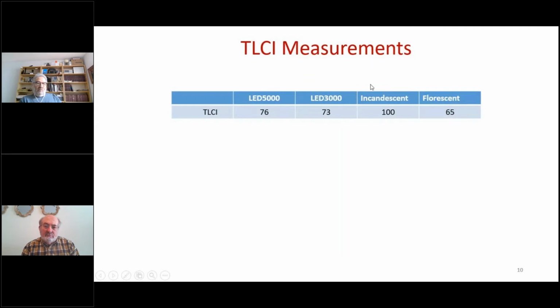And if you compare the measurements, you'll see LED 5076-73, incandescent 100, and a fluorescent 65. So the camera is really happy with the incandescent light, the natural light, and okay with the LEDs, and not so okay with the fluorescent.